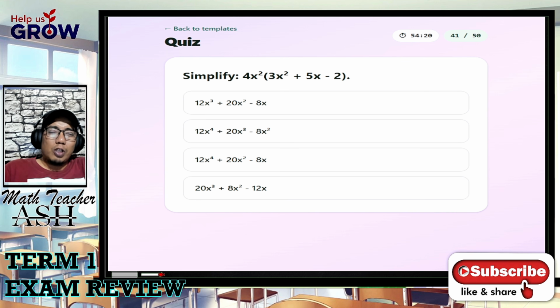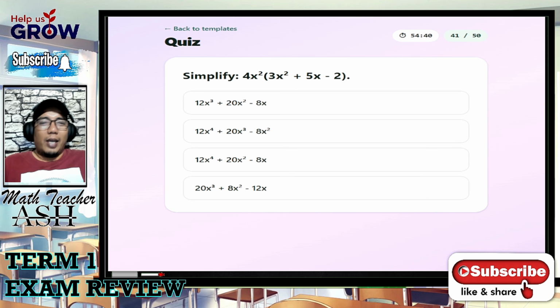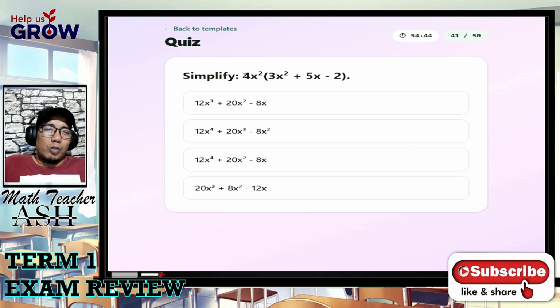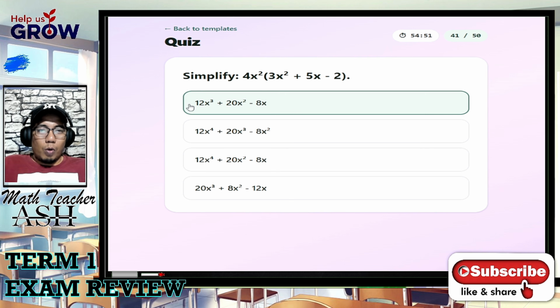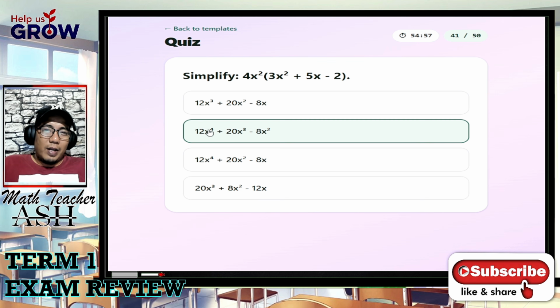Okay, my dear math learners, in solving this one, you just need to apply the law of exponents as well as the distributive property. In the law of exponents, when you are multiplying, you multiply the numerical coefficients, and for the variables, you just add the exponents of the common variable. So we have here 4 and 3. 4 times 3 is 12. Then x squared and x squared is x to the 4th. So we already eliminated the first and the fourth. We have the second and the third as our remaining answers.